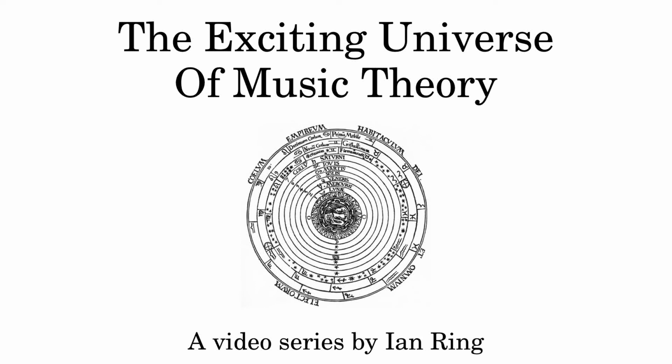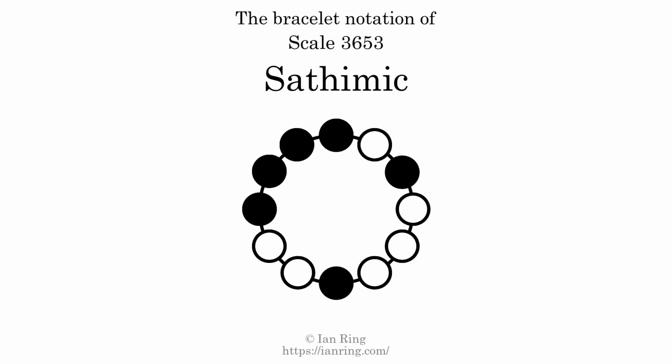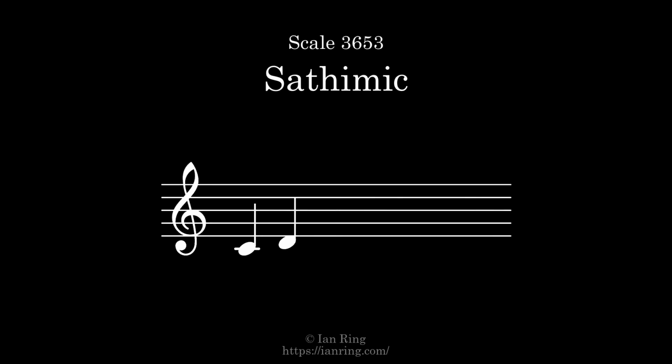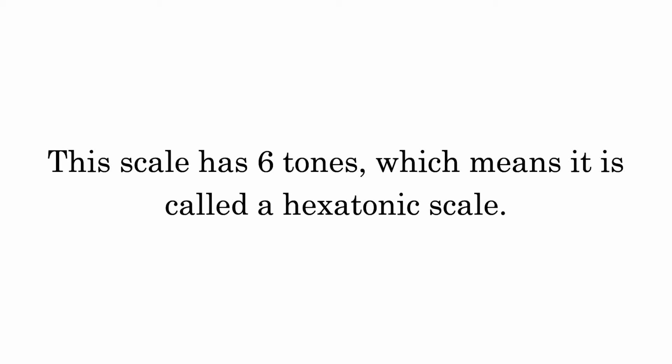Welcome to the exciting universe of music theory. Are you ready to learn? Then let's begin. Today we will talk about scale 3653, Sathimic, which sounds like this. This scale has 6 tones, which means it is called a hexatonic scale.